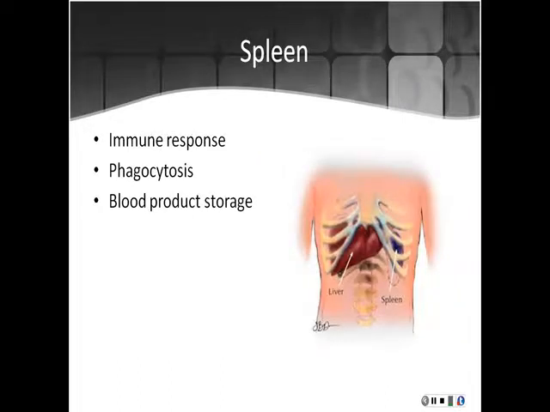So the spleen is located in the left upper quadrant just below the diaphragm, and it's protected by the rib cage. The spleen contains both B and T cells, which conduct immune responses. And it also contains macrophages, which, again, can phagocytize pathogens, and they can also phagocytize defective blood cells and platelets. The spleen also stores about 1/3 of the body's platelets. So if something happens here, there can be a pretty good sizable blood loss.